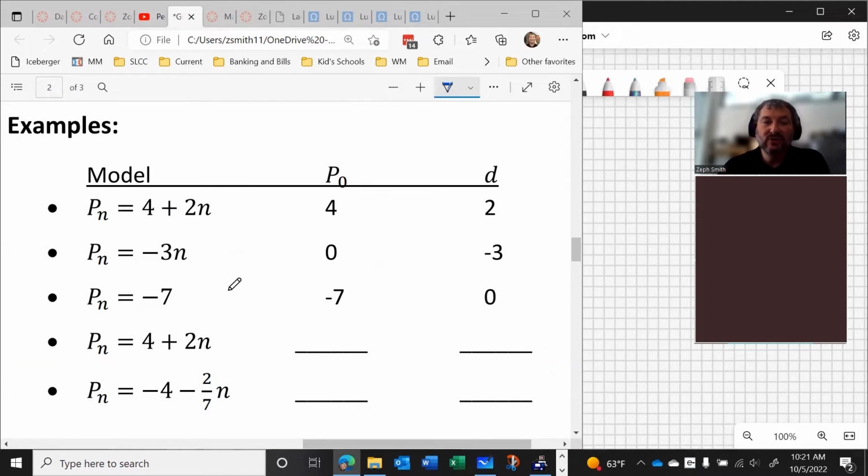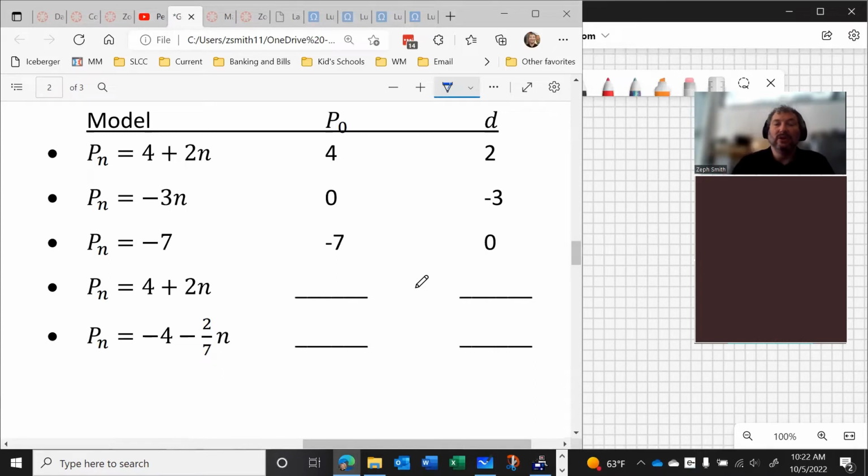So you want to get used to, for example, if you want to find P sub zero, that's the constant term. So in this case, 4 is the constant term. In this case, there is no constant term. The constant term is, in fact, 0. Here, the whole thing is the constant term. There's no n. That's all constant. So -7 is P sub 0. Then D, let's see, D is the coefficient of n. In this case, +2 or -3. There is no n. That's because its coefficient was 0.